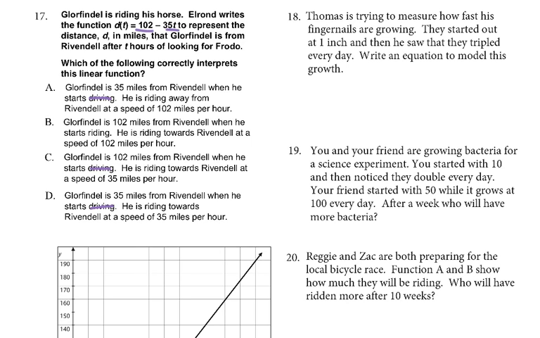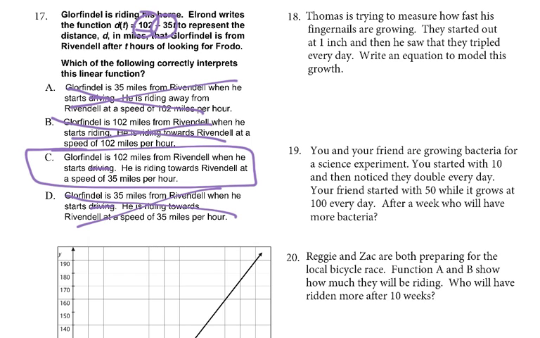So what do these numbers mean, essentially? Well, since this is an explicit function, the number with our variable is our growth, our slope. And this is the starting point. So he's going to start 102 miles away, which eliminates A and D. Then he's subtracting 35 miles per hour from that, so he would be riding toward Rivendell at 35 miles per hour, not 102, so the answer has to be C.